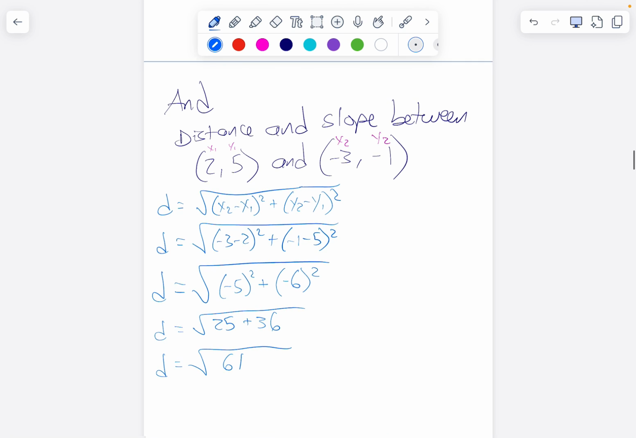Square root of 61 is fine for an answer. We don't have to simplify. Well, we can't simplify that, but we also don't need to make it a decimal. All right, slope. The reason I had you try to review slope is you're going to use it a ton in this unit coming up pretty soon.